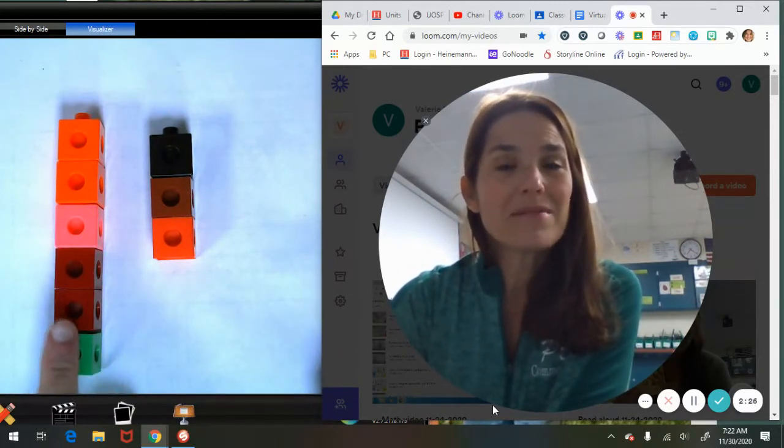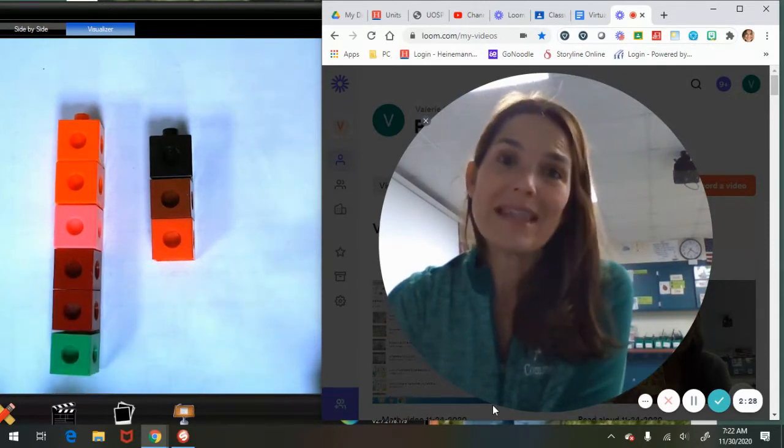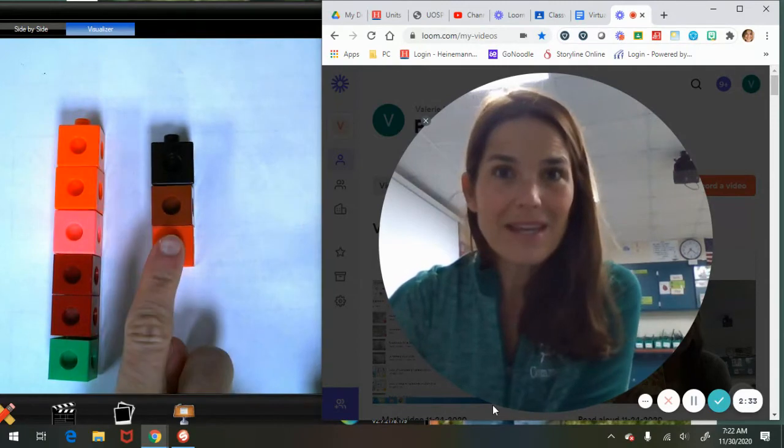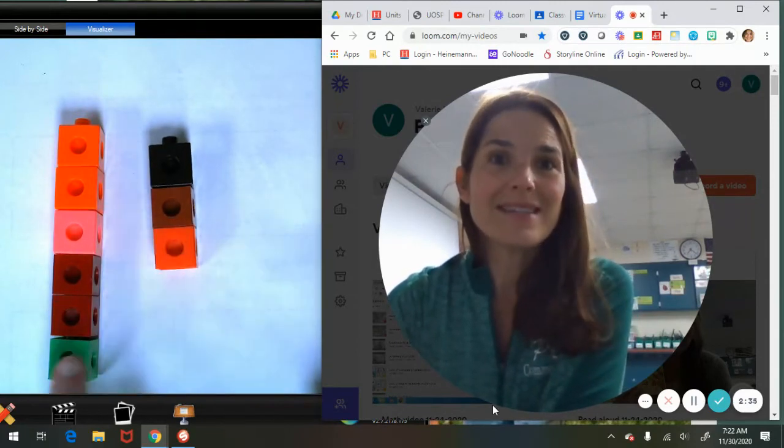Hopefully you said the tower of 6 is more. Which one is less? Not as many. 3. 3 is less than 6.